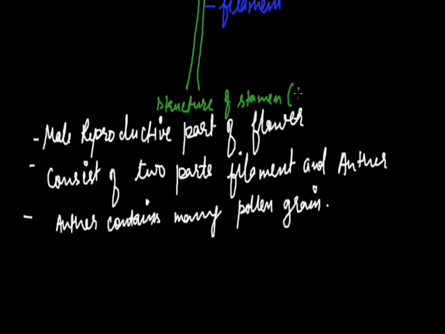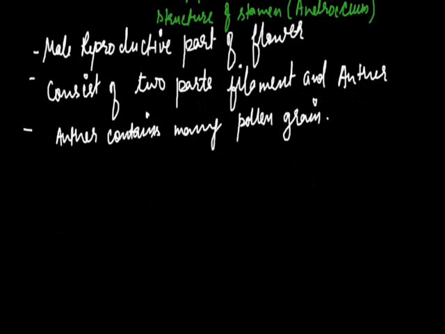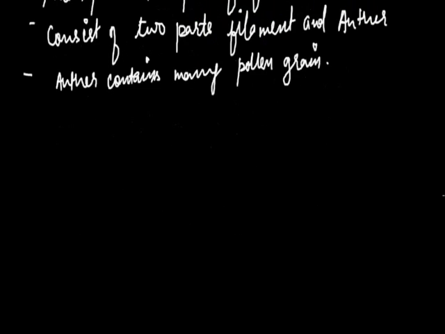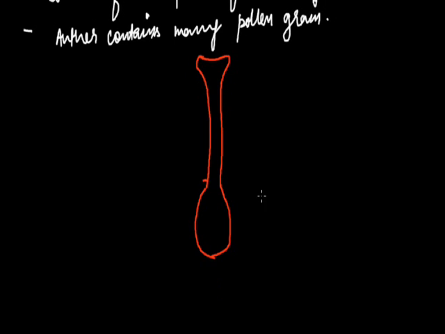Stamen is also called androecium. After the male reproductive part, we have the female reproductive part. The female reproductive part of a flower is called carpel, pistil or gynoecium. It consists of three parts: stigma, style and ovary, and inside the carpel the ovule is present.